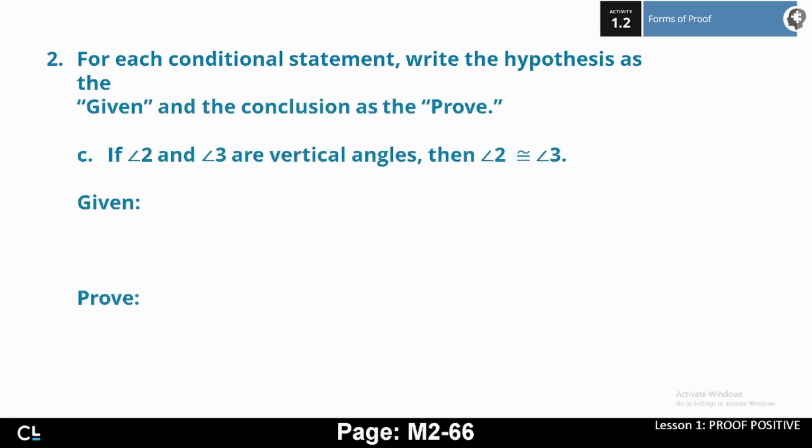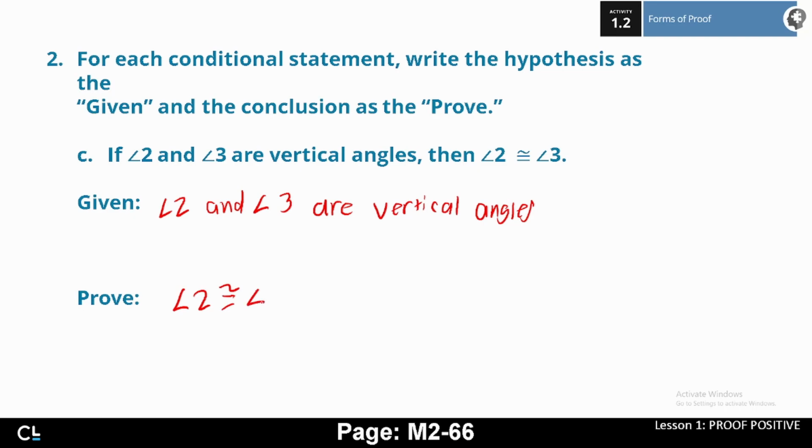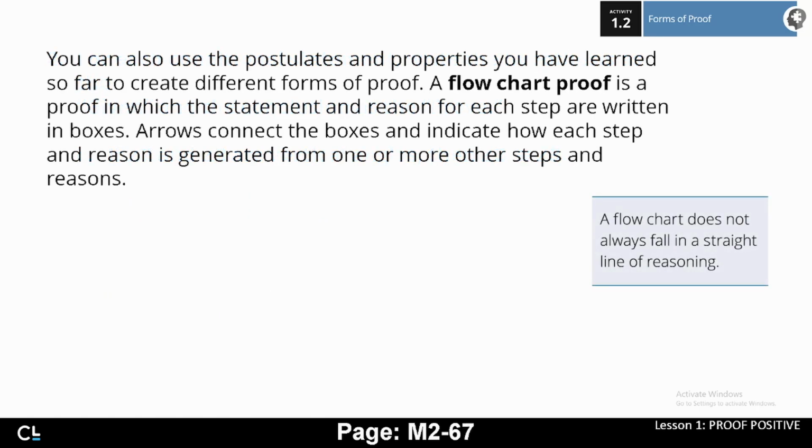So next up, it says if angle 2 and angle 3 are vertical angles, then 2 is congruent to 3. So once again, our if is angle 2 and angle 3 are vertical angles. So then our proof is angle 2 is congruent to angle 3. In order to prove that to be true, right? So you always start out with this given, you always have a goal. Your goal is what you want to prove. So that's how it works.